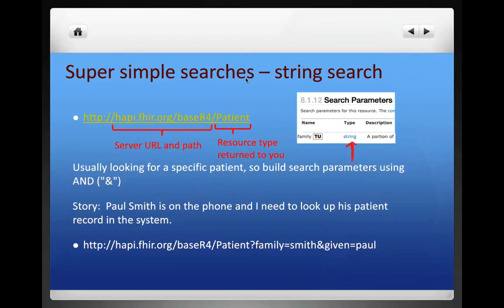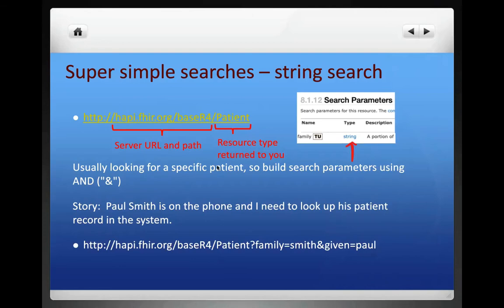Let's get started with string because it's the easiest to understand. If you go to the patient resource, you can find a search parameter name of family, and it tells you very clearly that the data type for family is a string. So how do you begin to build an API? We're always going to start by building an API with http://. Here's the server URL. In this case, it's happyfhir.org, and the path, which tells us to use version 4 or base R4. This next one is always going to be the type of resource that you want returned to you. So in my case, I'm asking for a patient.